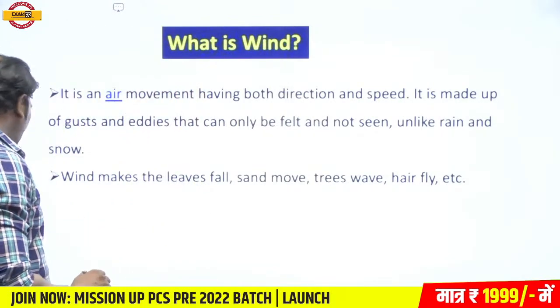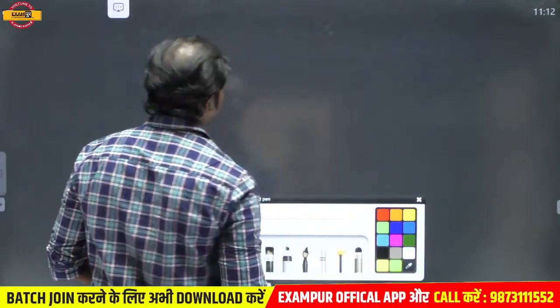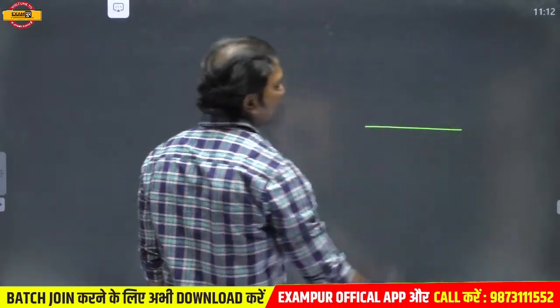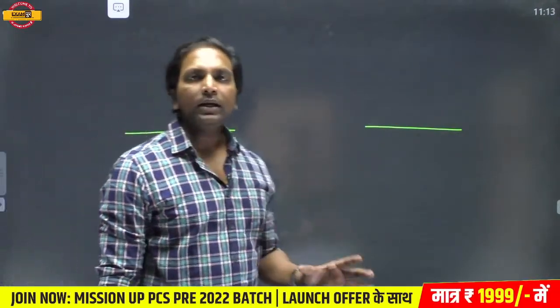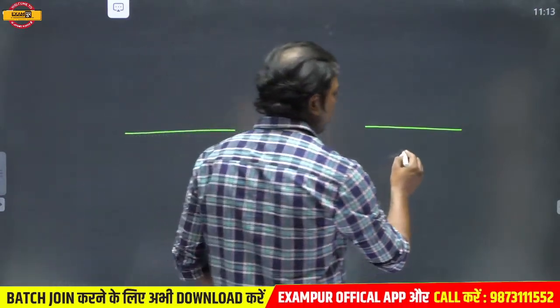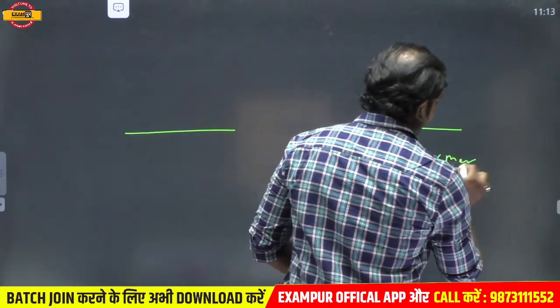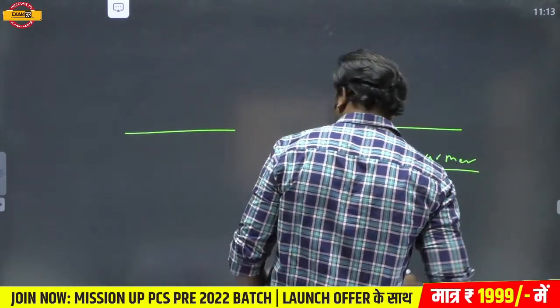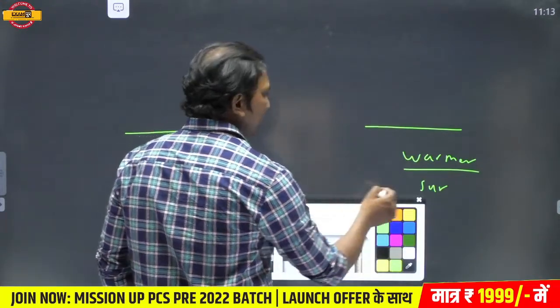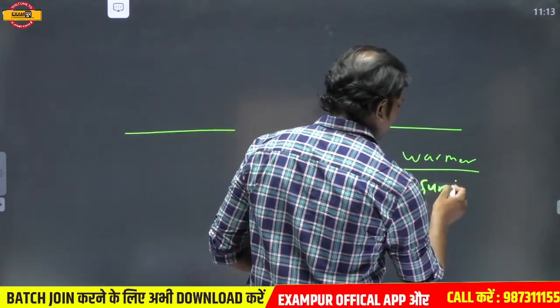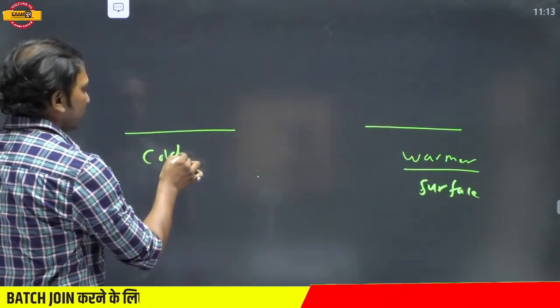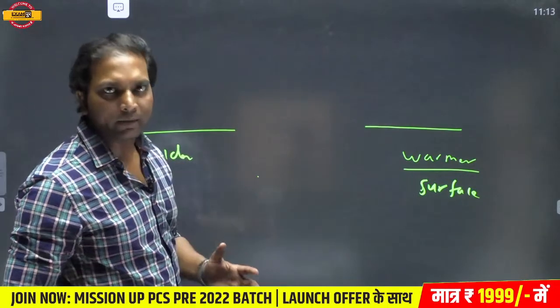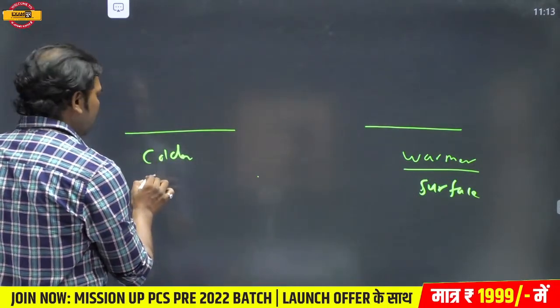Now we are coming to our examples. Let's see. In some particular area, there are two particular regions. One is warmer and relatively another one is colder. So you can see here it is the warmer one, warmer surface. This side is the warmer surface and this side is the relatively colder surface. Everything is in a relative manner. Here it is the colder surface.